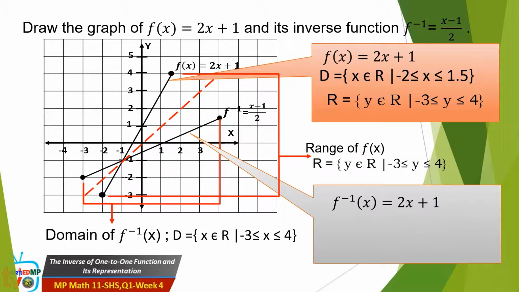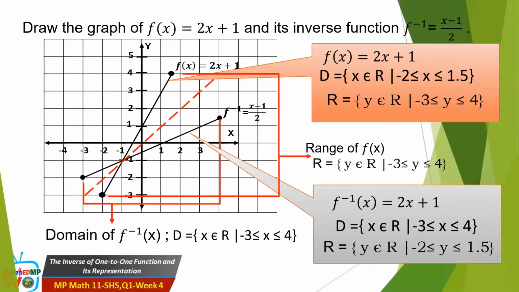The domain and range of inverse function f of x. The domain is a set of real numbers such that negative 3 is less than or equal to x, then x is less than or equal to positive 4. And the range is a set of real numbers such that negative 2 is less than or equal to y, then y is less than or equal to positive 1.5.